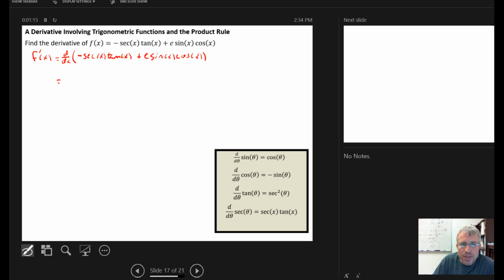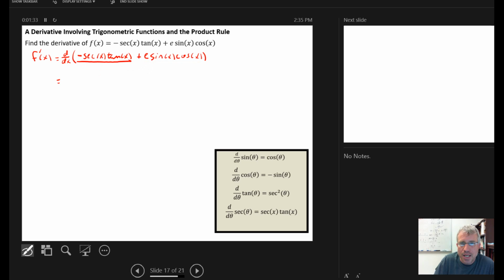So I know that I'm going to take the derivative of the individual pieces inside the parentheses. They're separated by a plus, and I know that if I have the derivative of a sum, I can take the sum of the derivatives. So I'm going to look at the first term, the first expression first.